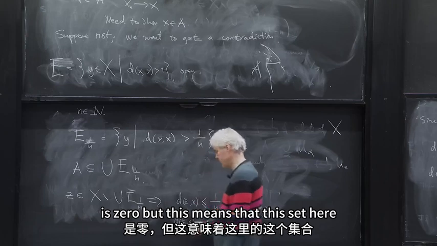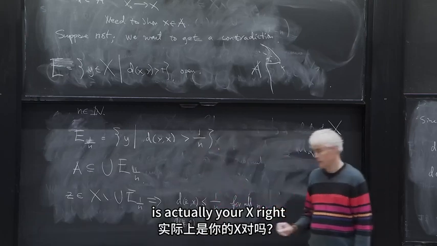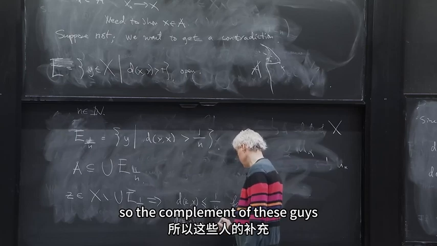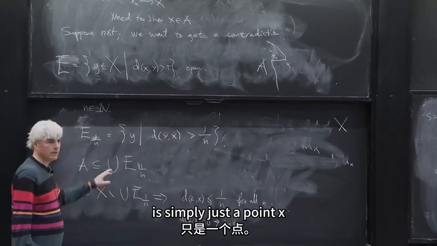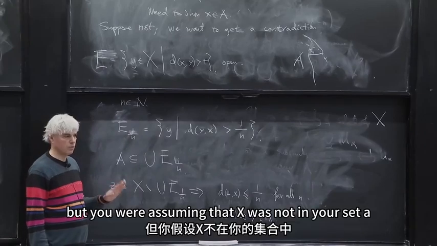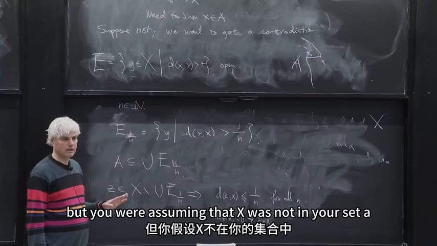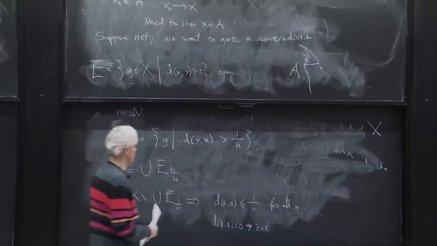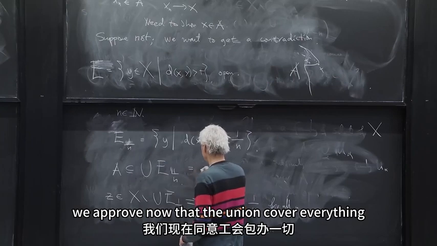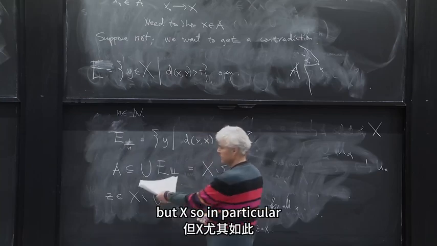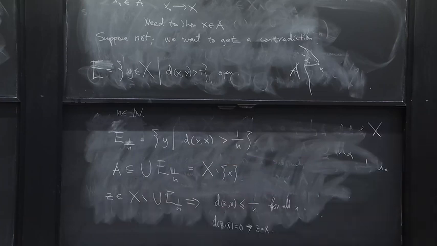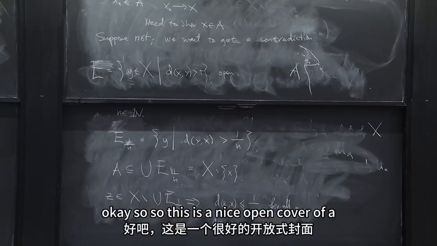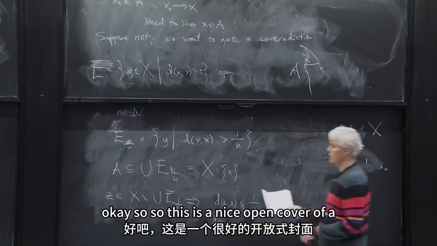But this means that this set is actually your x, right? So the complement of this union here is simply just the point x. But you are assuming that x was not in your set A, right? We have proved now that the union covers everything but x. So in particular, it covers A, because we're assuming that little x was not in A, right? Okay, so this is a nice open cover of A.